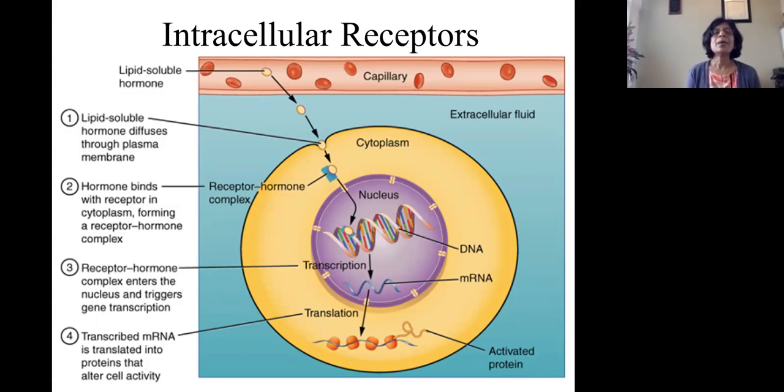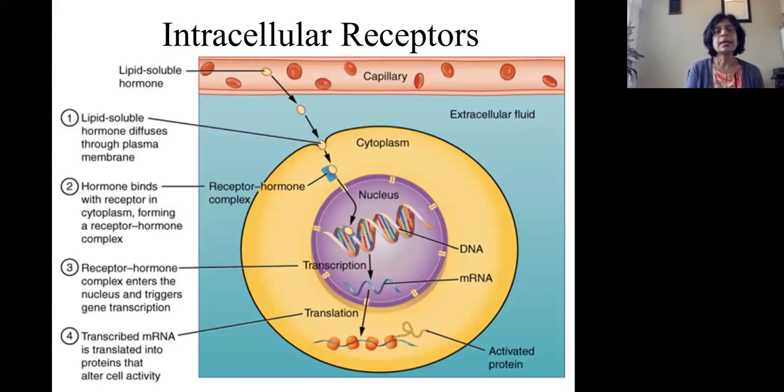Okay, so now what about lipid-soluble hormones? They can go through the membrane readily. Why? Because the membrane is mostly made of lipid, and these are lipid-soluble hormones, so they can move through the membrane and find their receptors inside the cell.